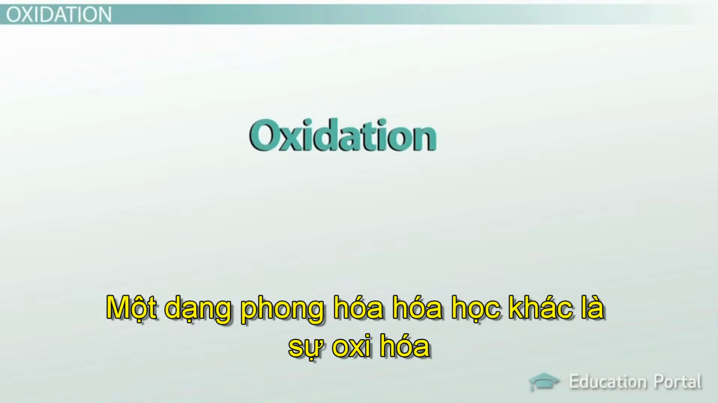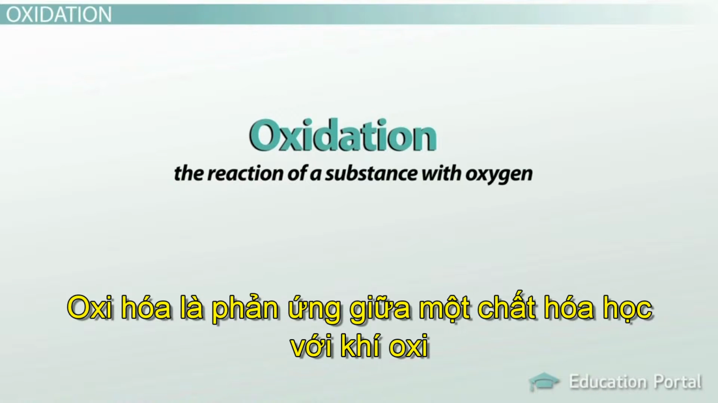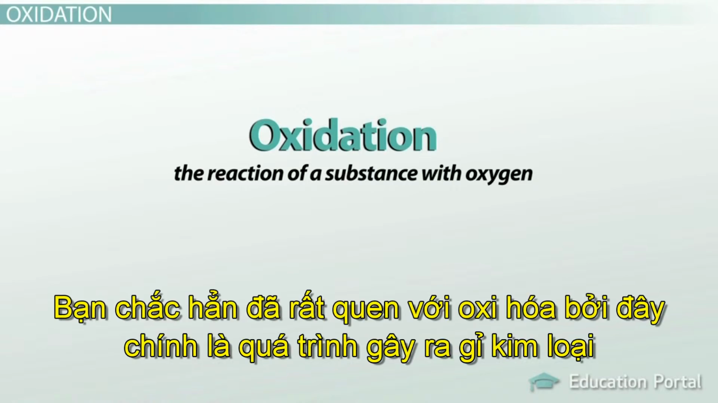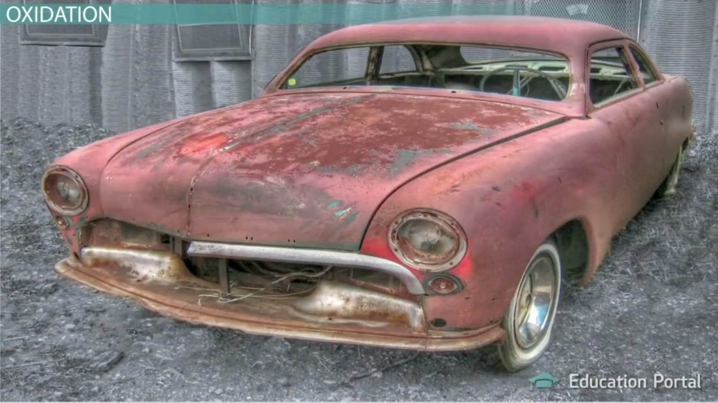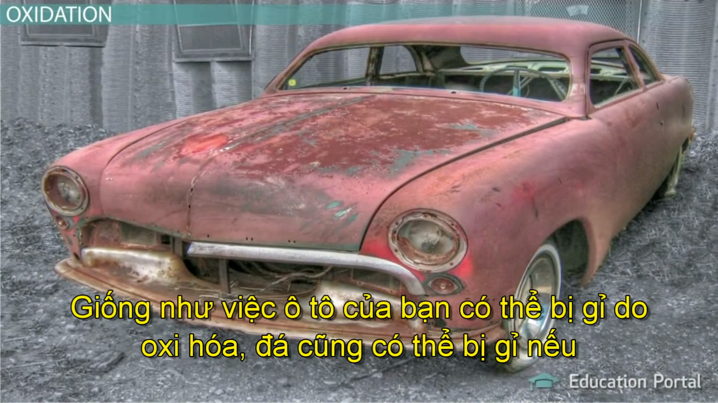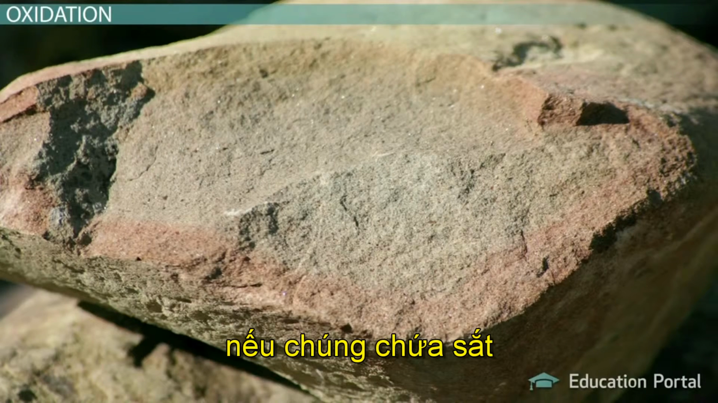Another type of chemical weathering is oxidation. Oxidation is a reaction of a substance with oxygen. You are probably familiar with oxidation because it is a process that causes rust. So just like your car turns to rust through oxidation, rocks can get rusty if they contain iron.